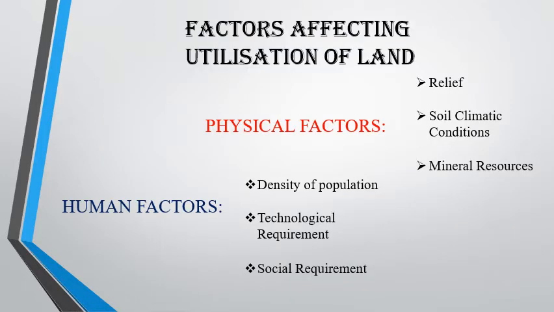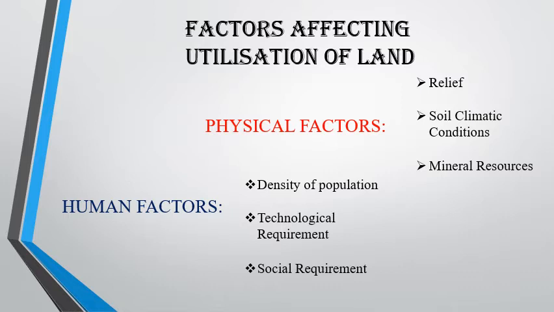Next point is factors affecting utilization of land. Students, some physical factors and some human factors are affecting utilization of land. Listen, students, the utilization of land is determined by the continuous interplay of physical factors such as relief, that means landforms like mountains, plateaus, coastal regions, deserts, and so on. Again, students, climatic conditions and mineral resources. These physical factors definitely affect the utilization of land.